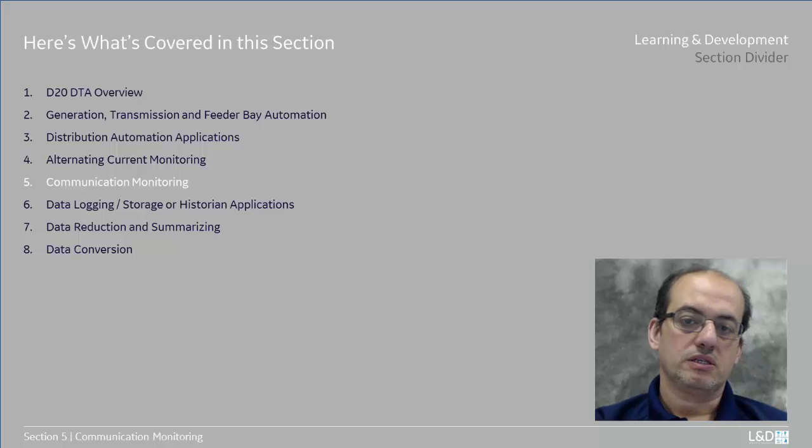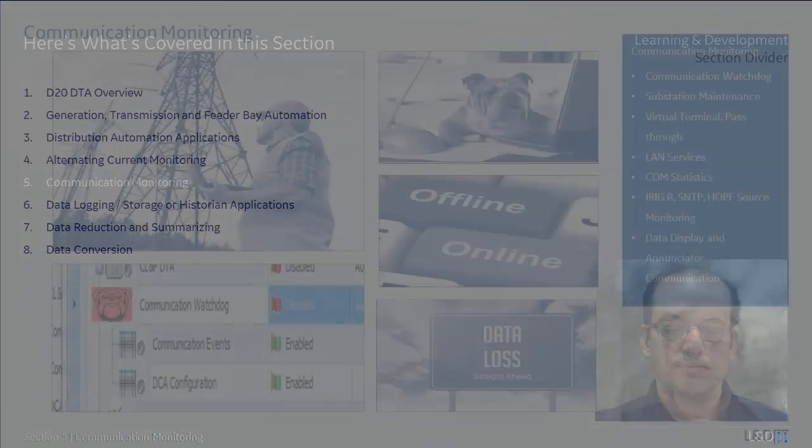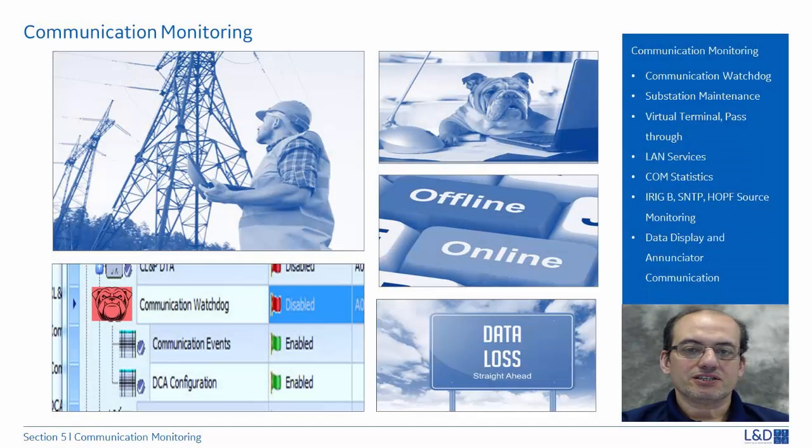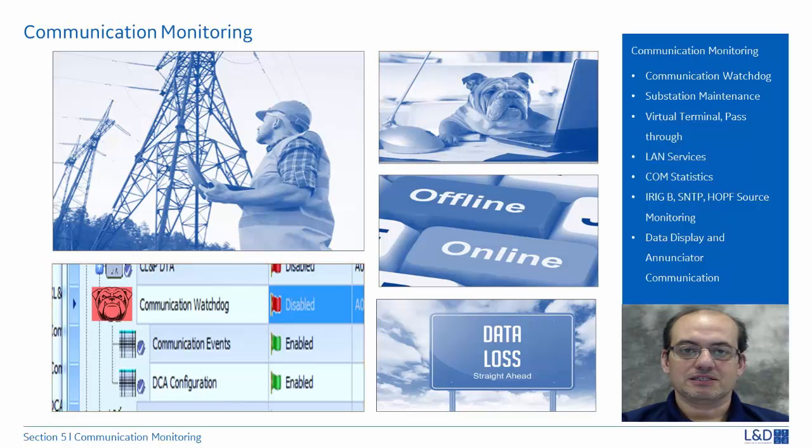Okay, next we will list the applications that are available for communication monitoring. As you can see in our demonstration for the communication monitoring, for example, there is a communication watchdog application, and the designer decided to create it using this bulldog or watchdog that basically signifies that when there is a message or a communication loss, an alarm is generated by this data translation application.